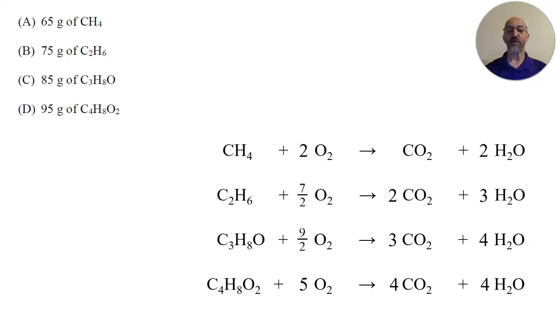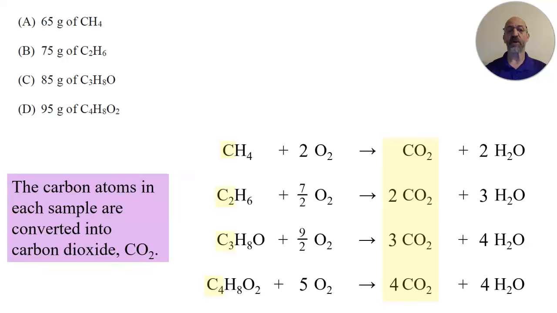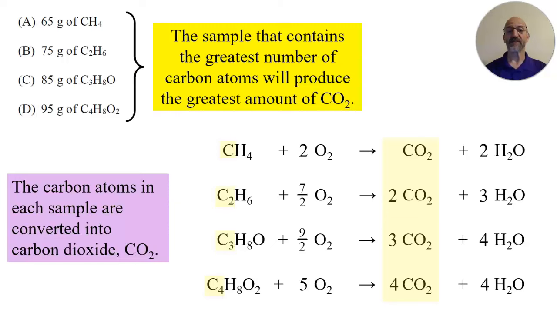Now, at this point, you might think this is going to be a long, complicated process, but I'm going to simplify the strategy. What we need to do is focus our attention on where this carbon dioxide comes from. In all 4 of these chemical reactions, the carbon dioxide comes from the atoms of carbon on the left side of the equation. So the carbon atoms in each of these 4 samples are converted into carbon dioxide. This changes the strategy for how we answer question 2, because the sample that contains the greatest number of carbon atoms will produce the greatest amount of CO2.